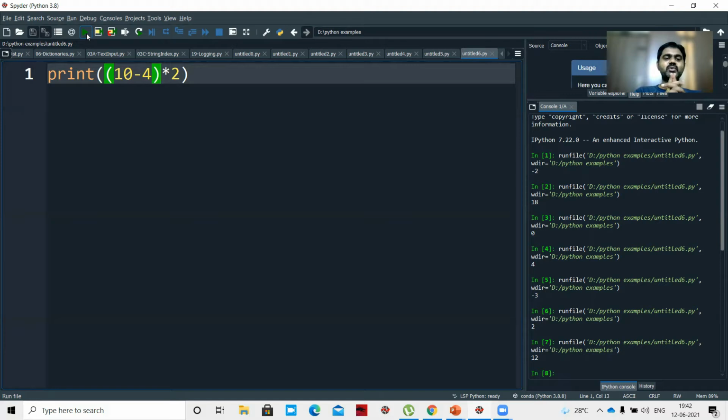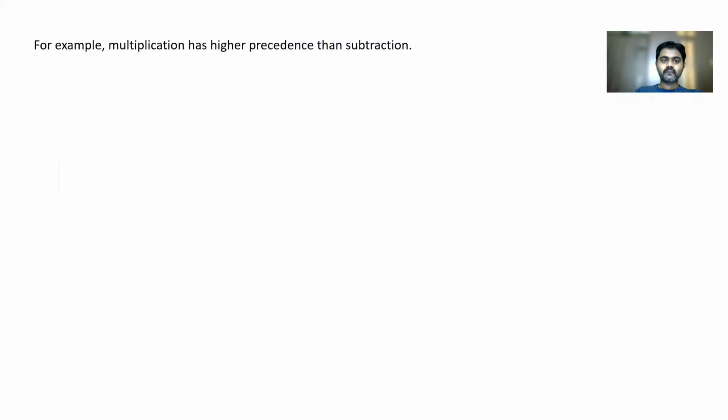If we have only two operands and a single operator, for example 10 minus 4, there is nothing to worry about, because 10 minus 4 is 6. But if we have three different operands like this, then comes the precedence. Which one should execute first? For example, multiplication has higher precedence than subtraction. Whenever you use brackets, brackets have higher precedence when compared with multiplication and division. Now we'll see which one has the highest precedence by looking at a table.